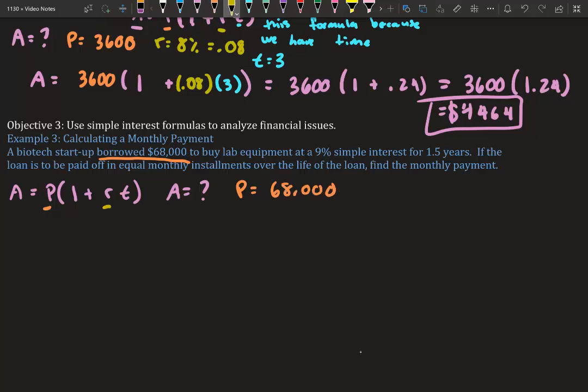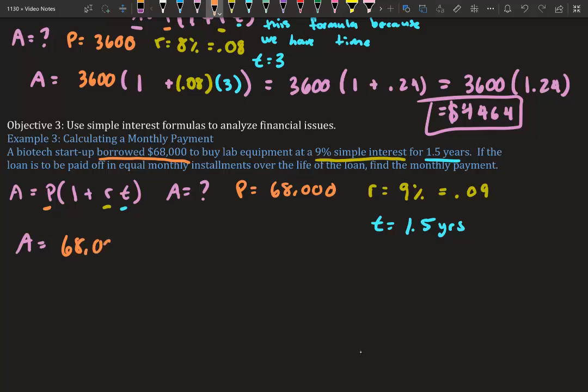We're doing that at a rate of 9%. So that's 0.09. And we're taking this money out for 1.5 years. Let's plug it in. Our total amount equals our principal, which is 68,000, times 1 plus RT, our rate is 0.09. Our time, we're doing this for 1.5 years.